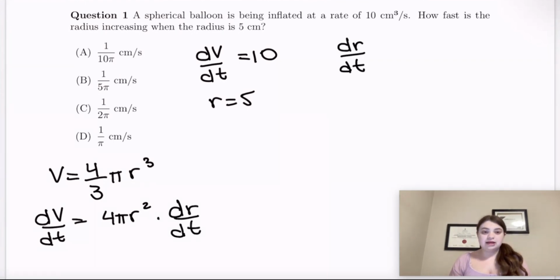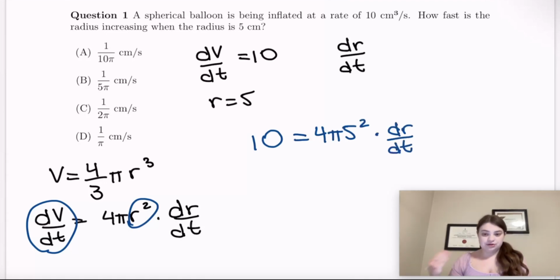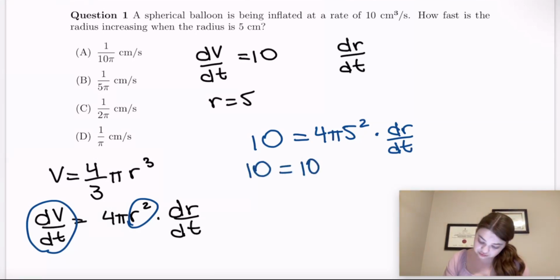And then we're going to plug in the values we know, which is essentially that the radius is equal to 5, and also that dV/dt is 10. So I'm going to replace this with 10, then replace this with 5. So 10 is equal to 4 pi 5 squared times dr/dt. And then we just solve for dr/dt. So over here, 5 squared is 25, times 4 is 100. So we're going to get 10 is equal to 100 pi times dr/dt.